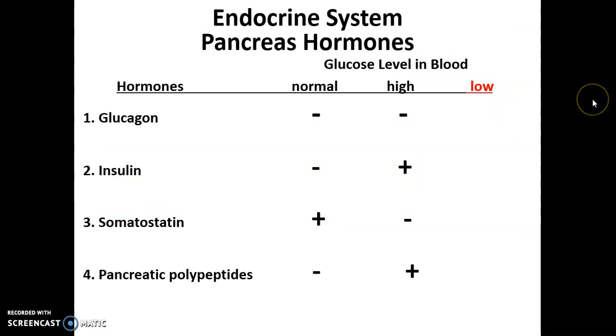All right, and then what hormones would be produced if blood glucose levels are low? Again, blood glucose levels are abnormal, so pancreatic polypeptide is produced, inhibits somatostatin, and since blood glucose levels are low, that would lead to the production of glucagon.